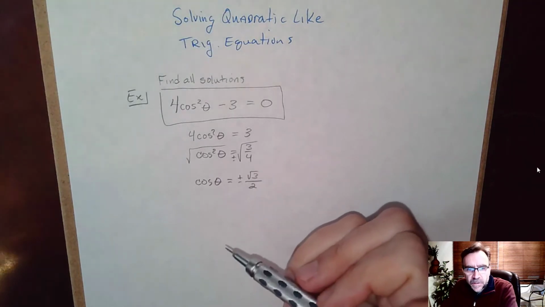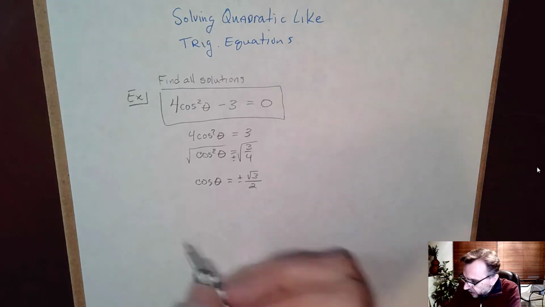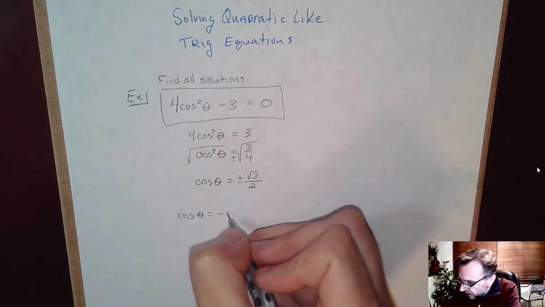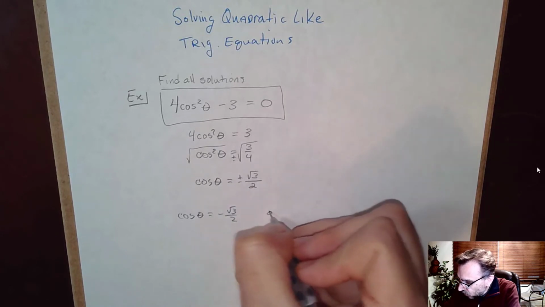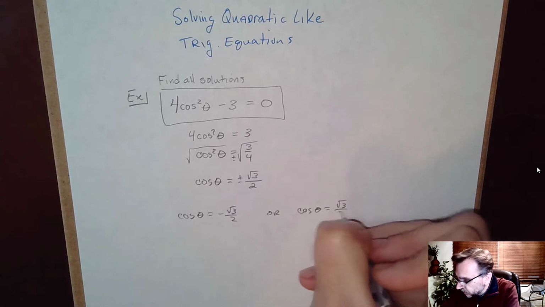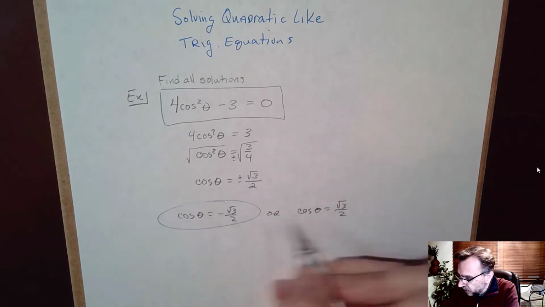Okay. So we were able to get down to cosine theta. That's our variable. We have two solutions here. We have cosine theta equals negative root 3 over 2, or cosine theta equals positive root 3 over 2. All right, and we can solve each one of these like normal.